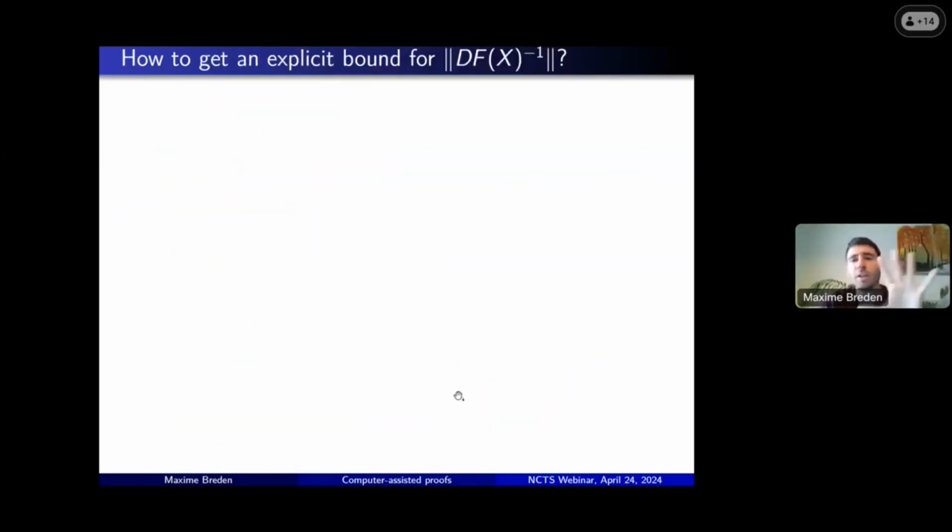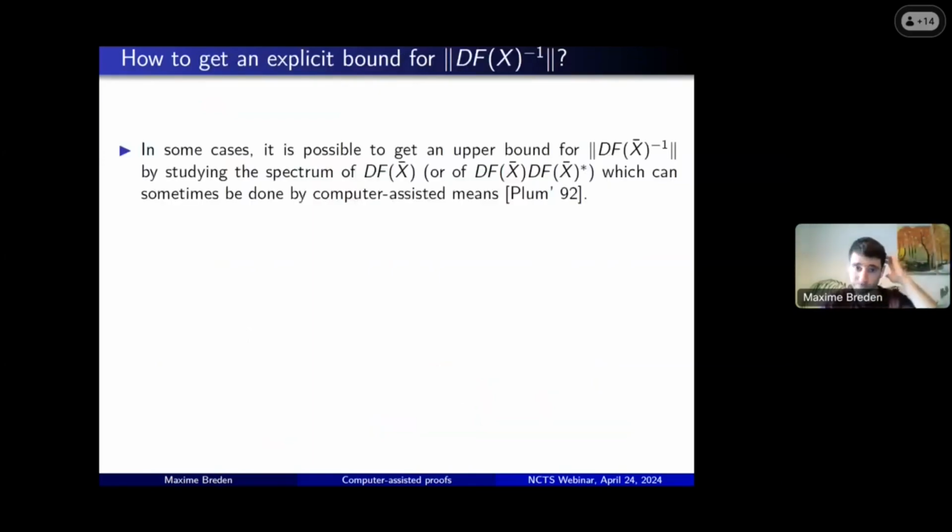So in the literature, there are actually at least two rather different approaches that allow you to do that. The first one is especially useful when the problem or the Fréchet derivative is self-adjoint, and you are working in Hilbert spaces. Because then the norm of the inverse is just 1 over the smallest eigenvalue, or 1 over the modulus of the eigenvalue that is the closest to 0.